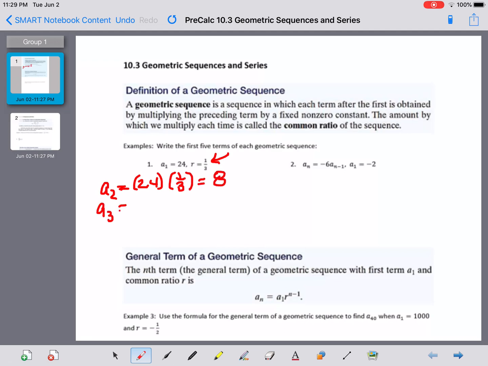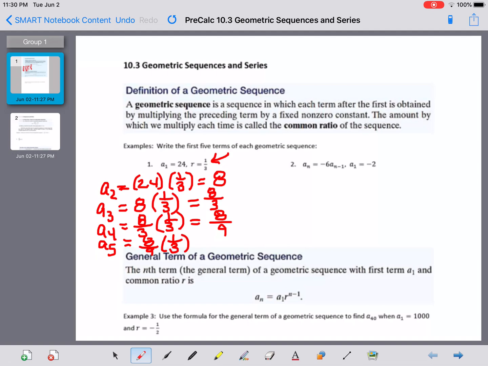For A sub 3, I'm going to take the last answer I got of 8 times my ratio of 1/3, and I'm just going to leave it as a fraction, 8/3. For my fourth term, I'm going to take my last answer times my common ratio of 1/3, and I get 8/9. I need one more term for the fifth, since it did say the first 5 terms. I'm going to take 8/9 times 1/3, and I get 8/27. I could keep going on, but these are found by multiplying by the common ratio instead of the adding or subtracting we did with the common difference.